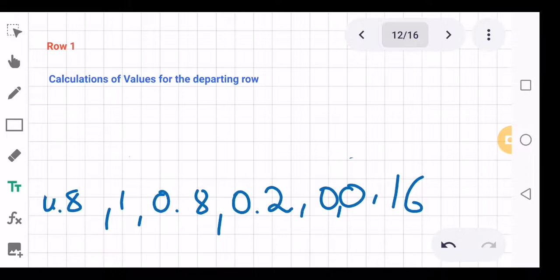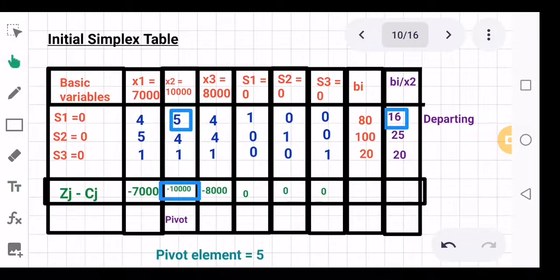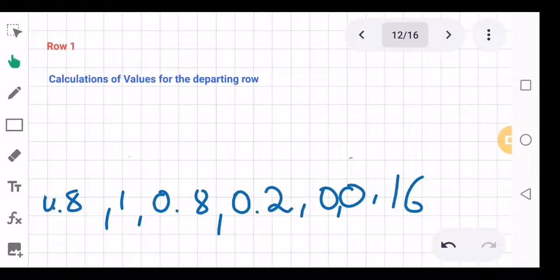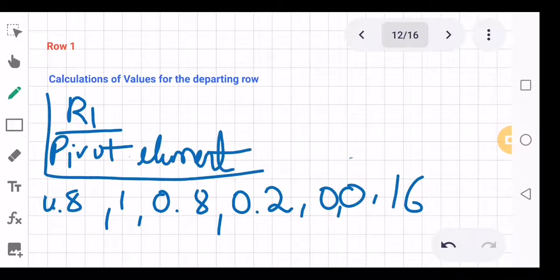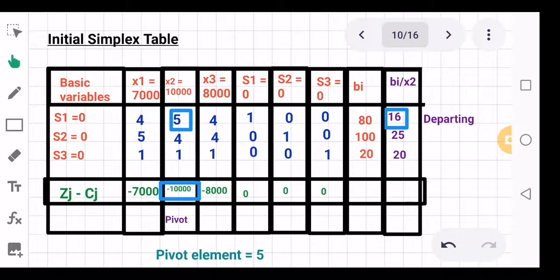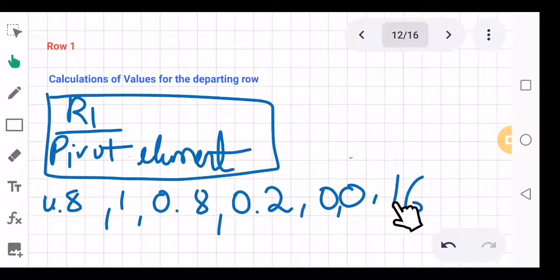The calculation will be whatever R1 values are there. I'm going to call this particular row R1. So let me write it as R1 divided by the pivot element. This is how you calculate it. In case of the departing row, the calculation will be R1 divided by the pivot element, which is part of the pivot column. So that's how we got all these values which we have put over here.